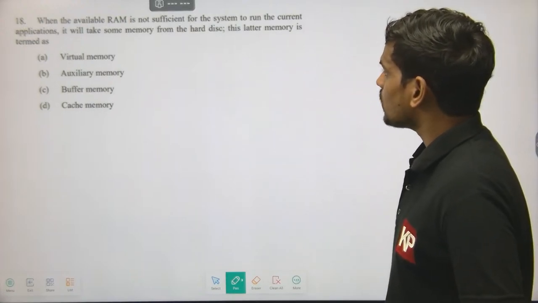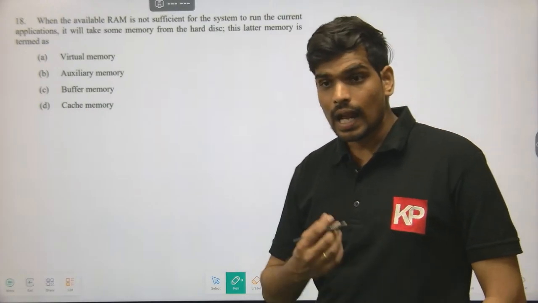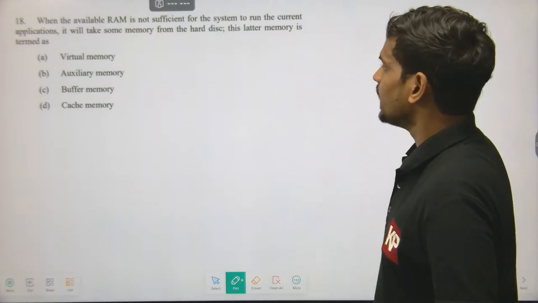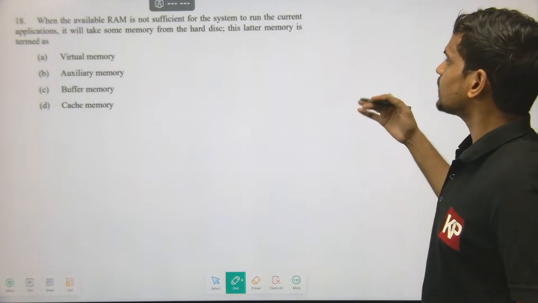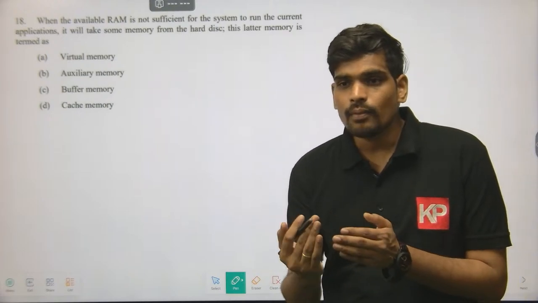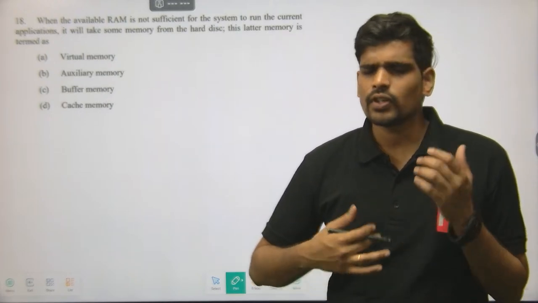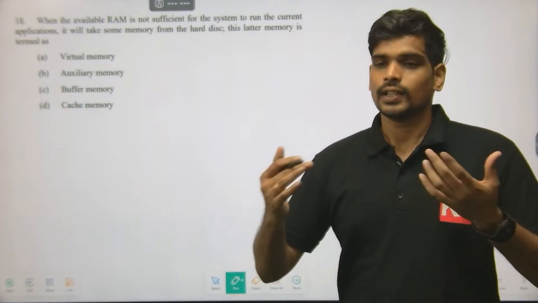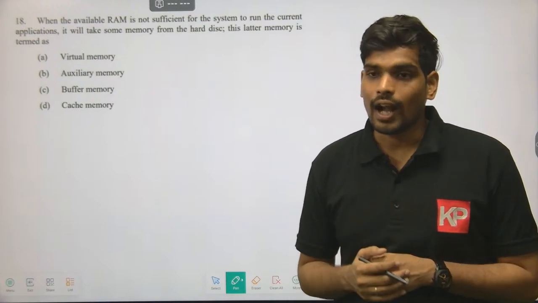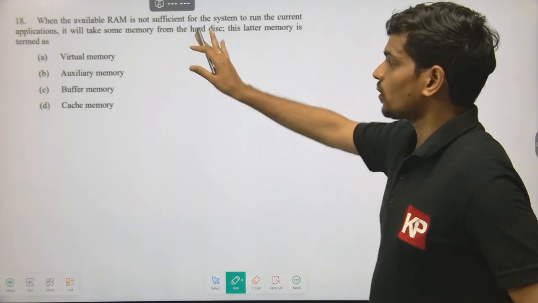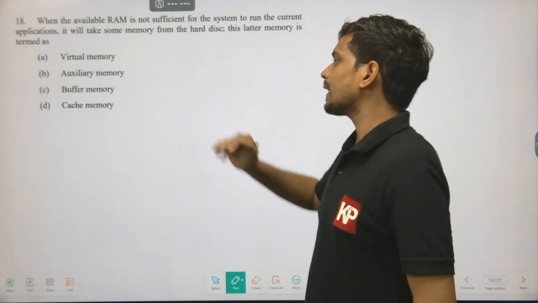18th question. When the available RAM is not sufficient for the system to run the current application, it will take some memory from the hard disk. This later memory is called, an additional memory used by the computer in its place. This depends on the operating system, the Windows operating system which most of us use. It is also designed in such a way that whenever the RAM capacity is not sufficient, some space of the hard disk can be utilized for the purpose of RAM. So what is it called? Virtual memory, auxiliary memory, buffer memory, cache memory.